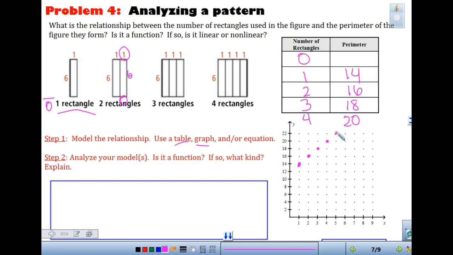Now, we are not going to connect these with a line. Why? Because, like, if I have 1.5 rectangles, do I have 15 for a perimeter? Does that make sense? So this isn't really a straight line, this isn't continuous. This is called a discrete graph. Okay? So you can get into that vocabulary later.